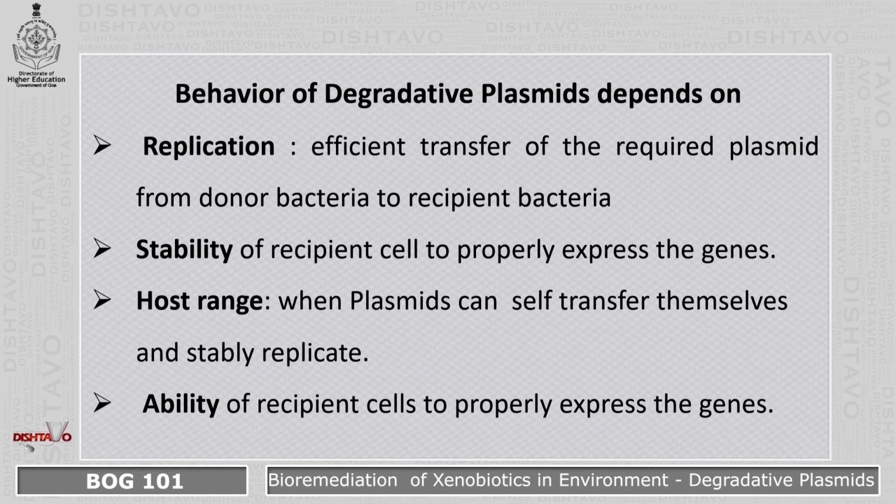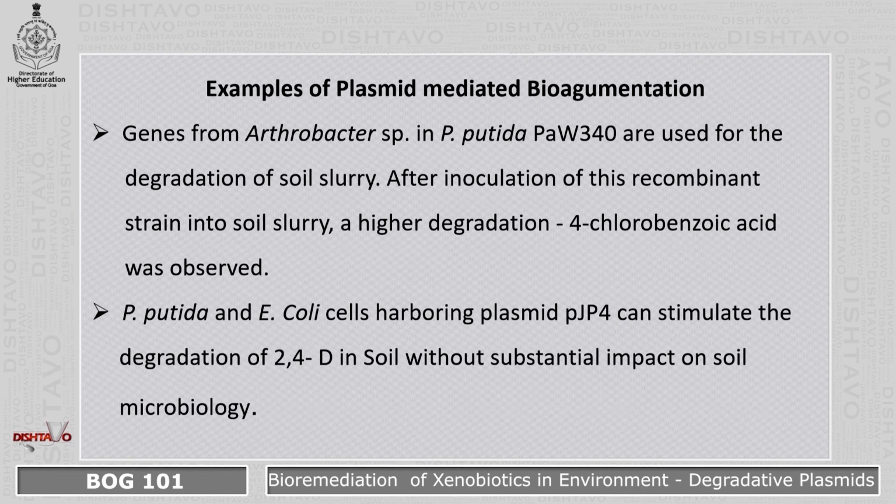Now, the behavior of degradative plasmids depends on replication, that is, efficient transfer of the required plasmid from donor bacteria to the recipient bacteria. Second is the stability of the plasmid in the recipient cell. Third is the host range, whether the plasmids can self-transfer and stably replicate. Last, the ability of the recipient cell to properly express the genes.